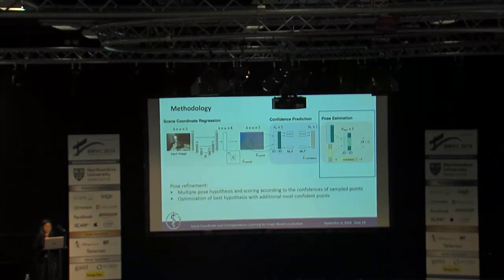And we follow previous methods and do additional pose refinement to optimize our accuracy. So in this case, we sample multiple pose hypotheses and we score them according to the confidences of the sampled points. So our confidence prediction can also help in pose refinement afterwards. And then, once we have ranked our pose hypotheses, we optimize the best one by sampling additional confident points.